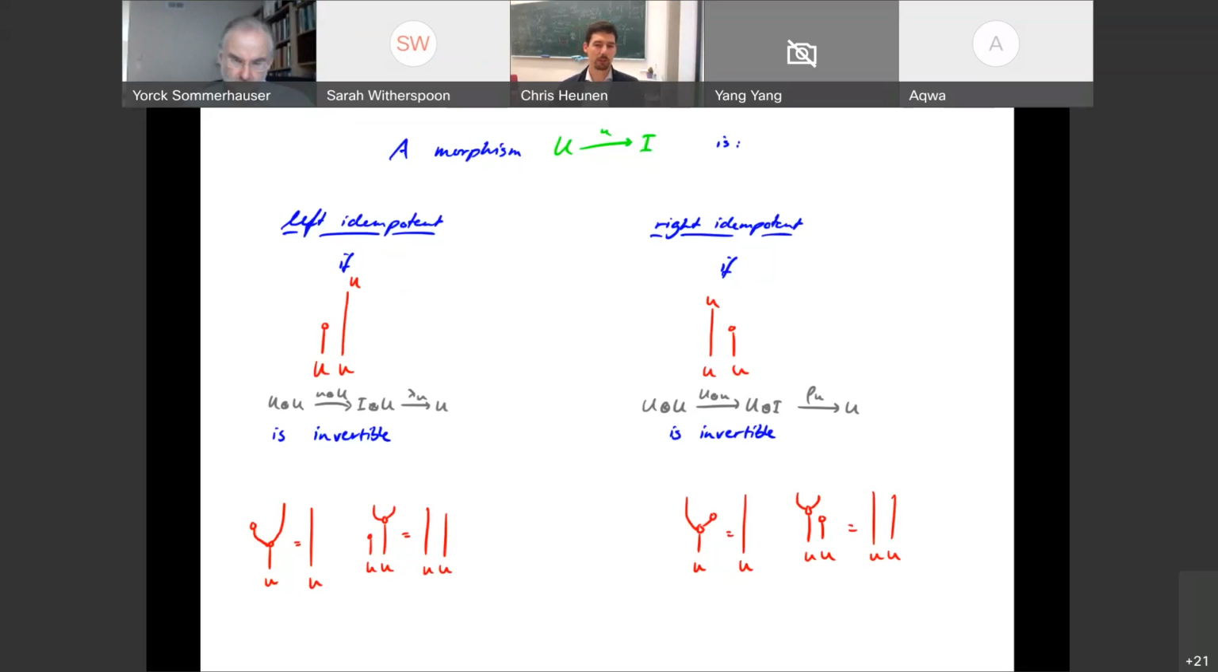And of course, I can also say the exact same thing with everything on the right instead of the left. So we'll call a morphism right idempotent if I start at u tensor u, I forget the right copy, I do nothing to the left one, and that is invertible. Okay, so these are 2 notions of a morphism into the tensor unit being idempotent, left and right, and they're separate for now.